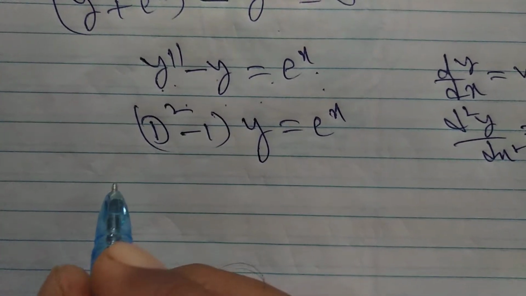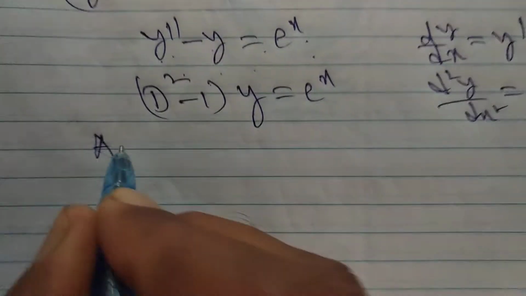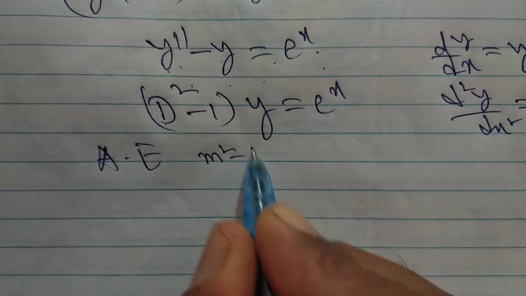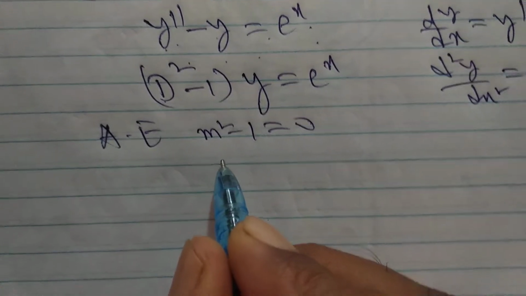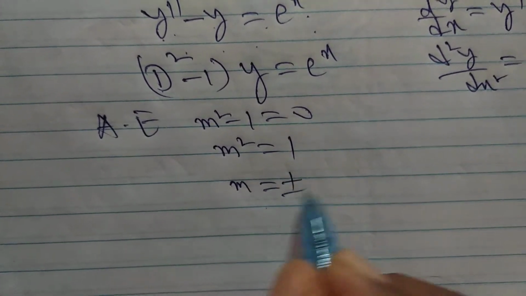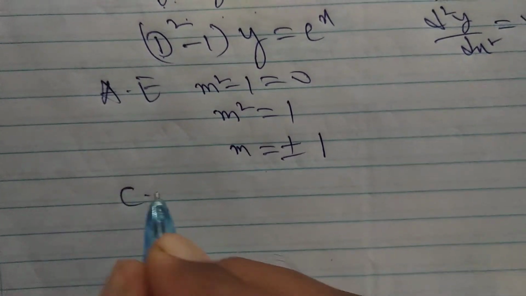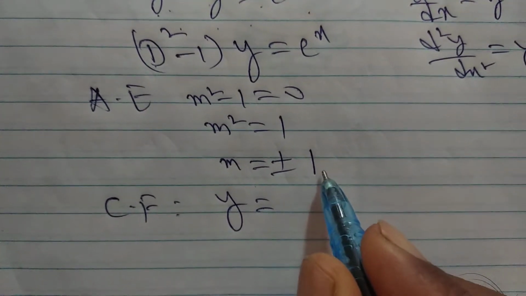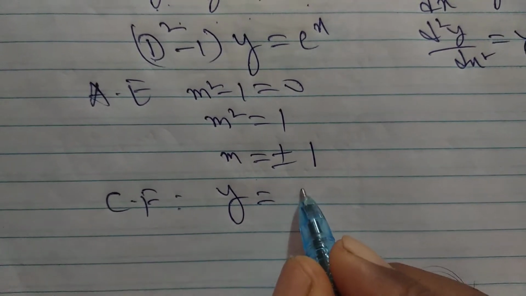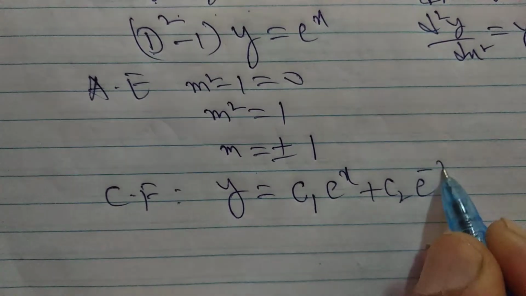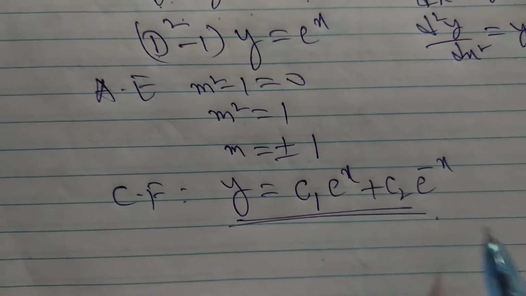How to solve? First you have to write the auxiliary equation. Auxiliary equation means you replace D by m, so m² − 1 = 0. Solve this equation: m² = 1 and m = ±1. So now you have to write the complementary function. Here +1 is one root and −1 is the other root. So the formula is y = C1 eˣ + C2 e⁻ˣ. This is the complementary function.